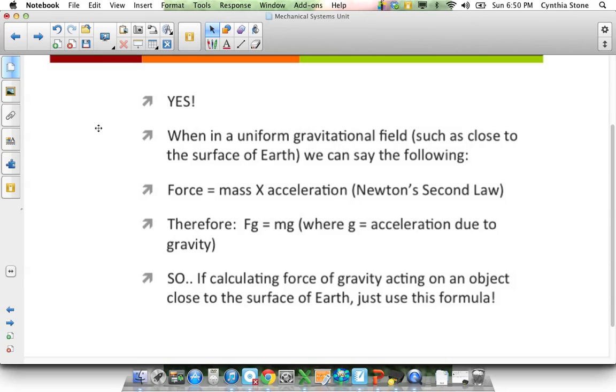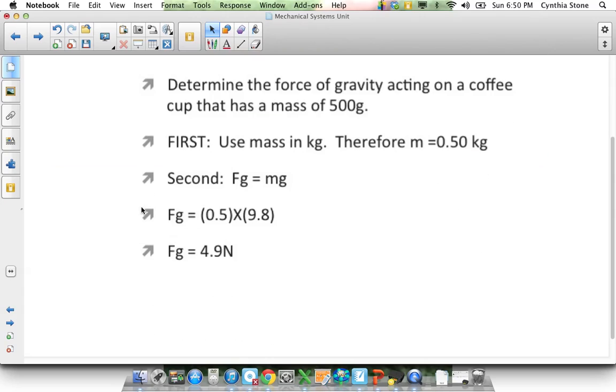Okay? So what I mean is this. Here's an example. Say I've got my coffee cup, and it's 500 grams. And I want to find the force of gravity acting on that coffee cup. Well, I have to put the mass in kilograms. So you take the number and divide by 1,000 to go to kilograms. Okay? And then I just go mass times 9.8. 0.5 kilograms times 9.8, and that's the force of gravity acting on my coffee cup. Okay, 4.9 newtons. Pretty much because 9.8 is so close to 10, just in your brain, just multiply by 10.